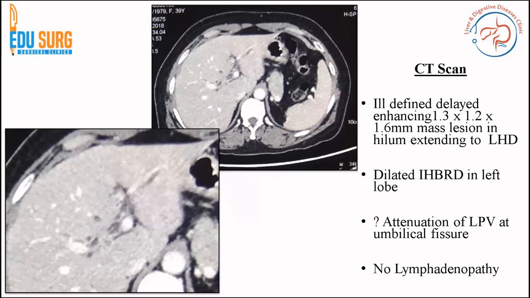CT scan showed an enhancing lesion in the hilum of the liver and extending to the left hepatic duct, along with intrahepatic biliary radical dilatation on the left side and a little attenuation of the left portal vein in the umbilical fissure. As you can see, this is the thickening at the hilum that is seen, the enhancing lesion.